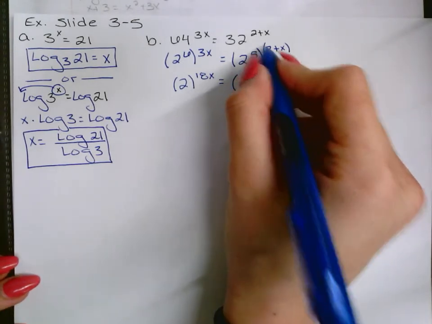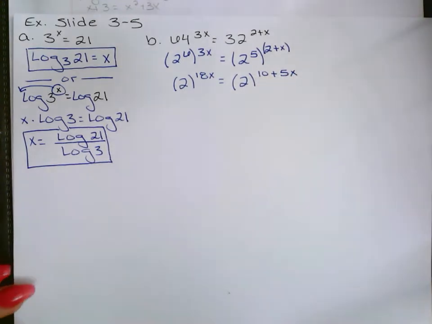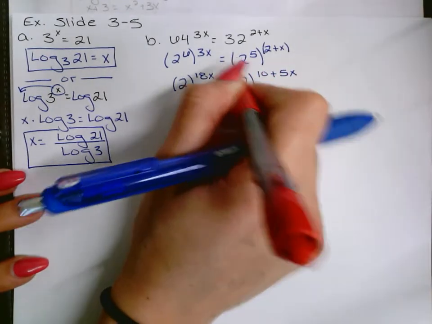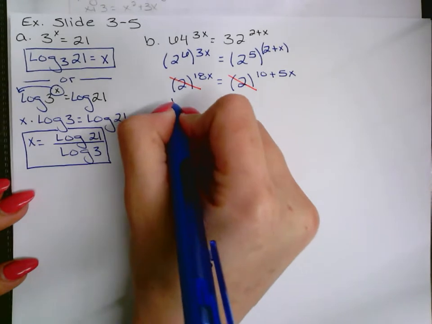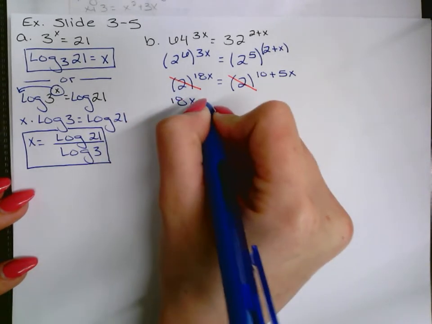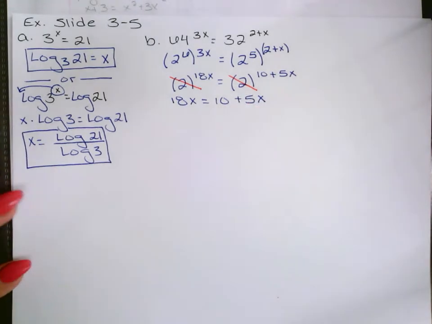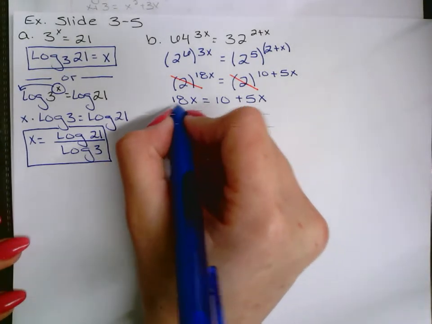10 plus 5x. Good. Make sure you distribute. Do you see how I have the same base on both sides? I can ignore the 2's. And now I can just say 18x equals 10 plus 5x. And now some simple algebra.